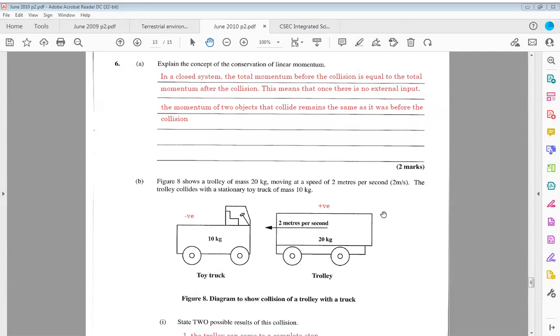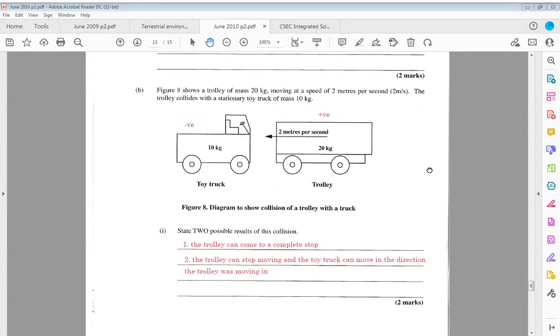So we know the theory is that in a closed system, the total momentum before collision is equal to the total momentum after collision. And this means that once there's no external input, then the momentum of the two objects that collide remains the same as it was before the collision.